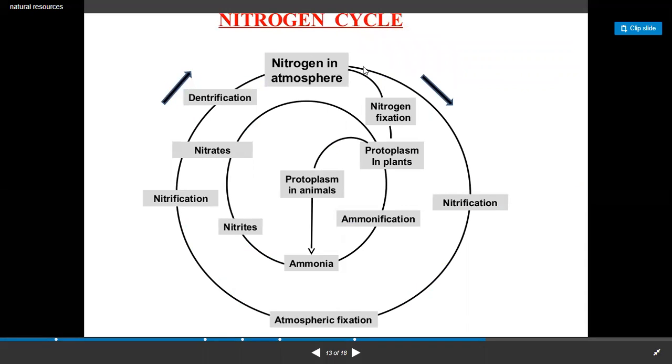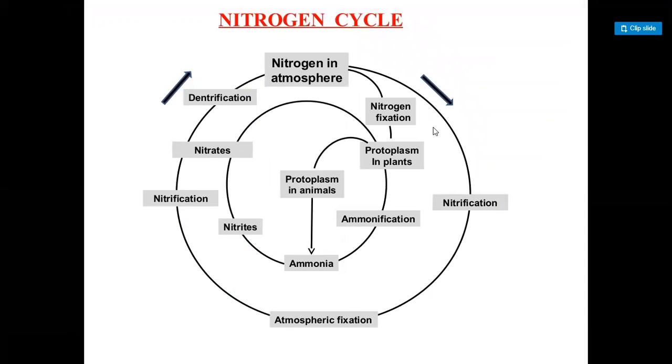You can see that atmospheric nitrogen is first taken up by a plant, and after that the plant makes protein, which is consumed by animals. After ammonification it is converted into ammonia, and ammonia gets turned into nitrite and then nitrate, and again this nitrate is converted into atmospheric nitrogen. In this way, a continuous rotatory movement of nitrogen takes place in our surroundings.